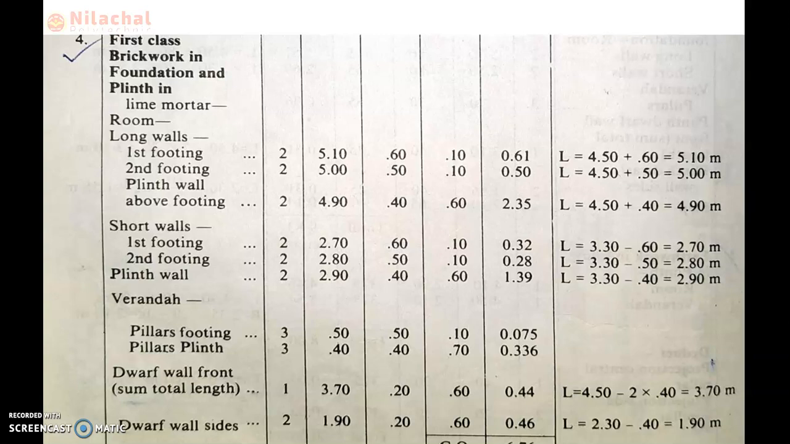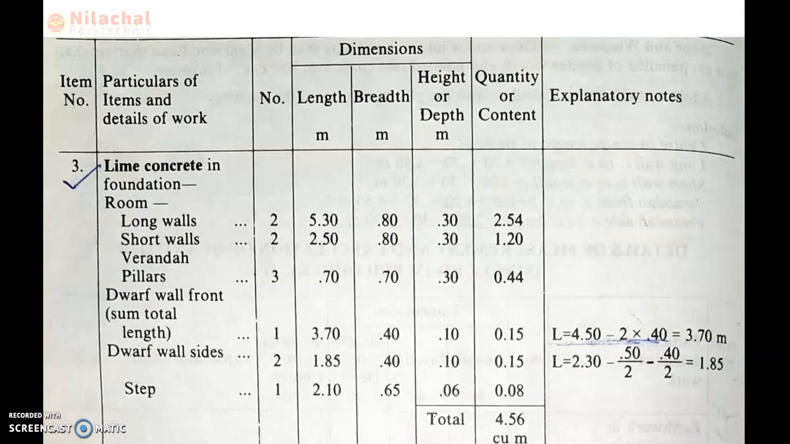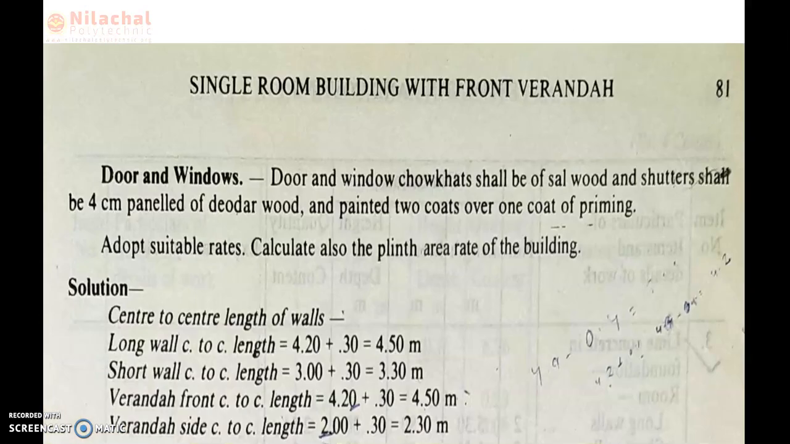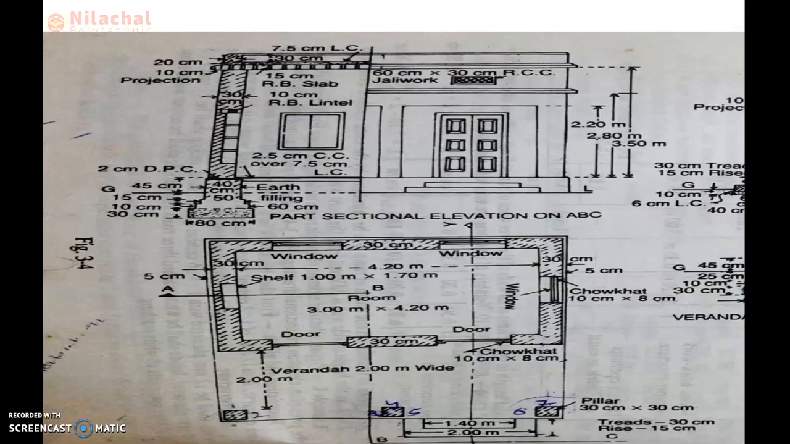In the case of a veranda, one front wall is available and two side walls are available. So first of all, we need to check the veranda cross section. Here is the veranda cross section. Two side walls and one front wall are available.